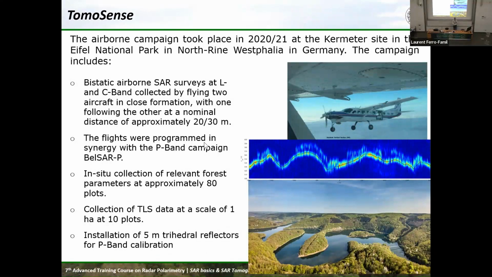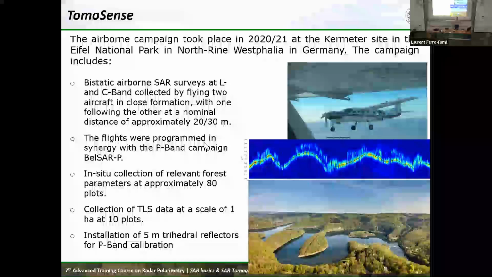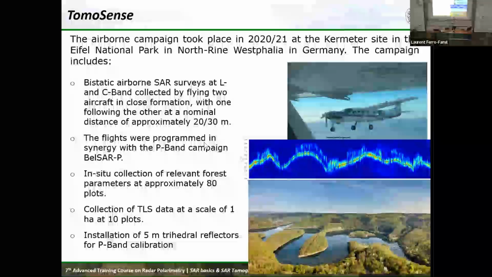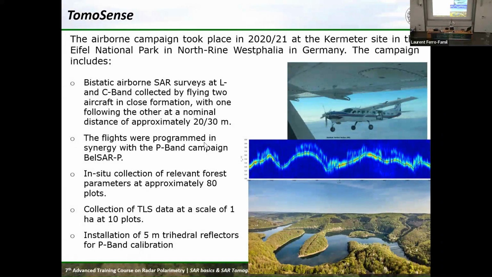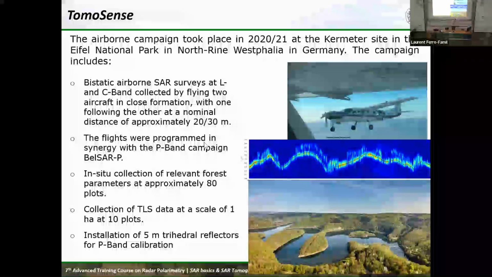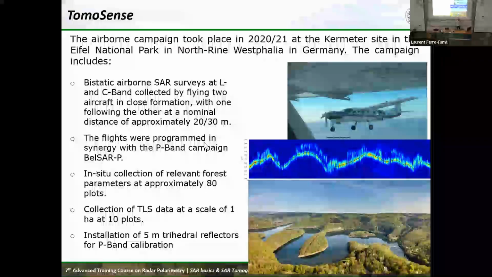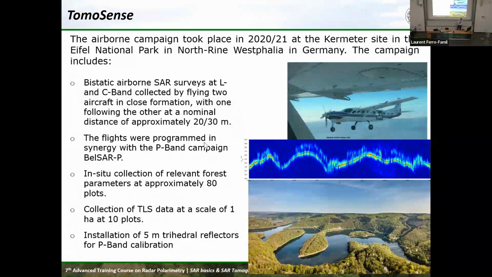And we flew with 2 aircraft so that we have one acting as a transmitter receiver, or the other configuration is that one is transmitting and the other receiving. And this is called the bistatic configuration, which has some interesting features. This campaign came with the collection of in situ parameters at approximately 80 plots. And by in situ parameters, I mean like forest height, forest density, tree species, if the tree is dead or not.